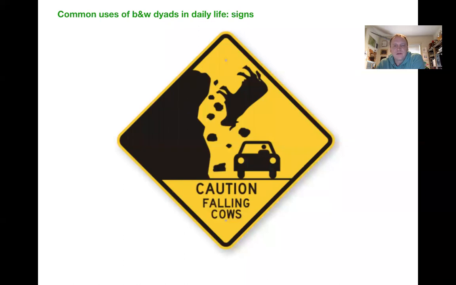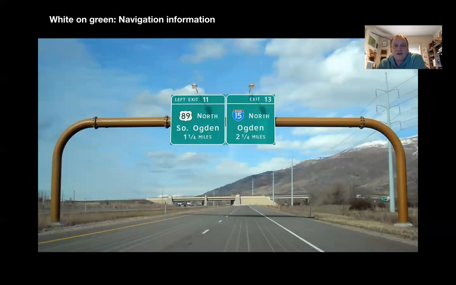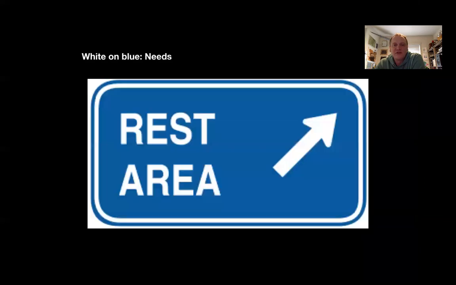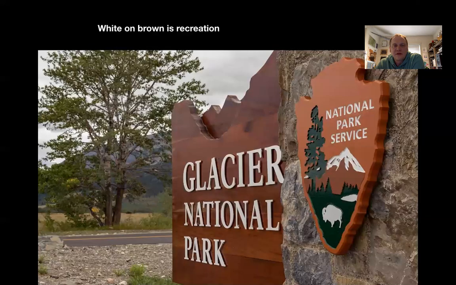So there's some really common uses of these dyads, and it's on road signs. So black on yellow means caution. White on green is navigation information. Black on white are rules. Black on orange is imminent danger. So different than caution, black on orange is danger. White on blue is human needs. And white on brown is recreation.